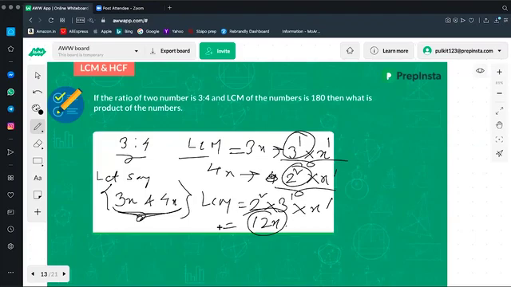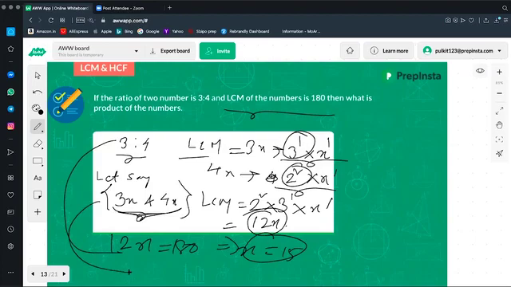It is said to me that the LCM of the numbers is 180. So that means 12x is equal to 180. That means x is equal to 15. If x is 15, one of the numbers is 3 into 15, that is 45. And the other number is 4 into 15, that is 60. I'm supposed to find the product of the numbers. So what is 45 into 60? It is 2700. Is that clear, everyone?